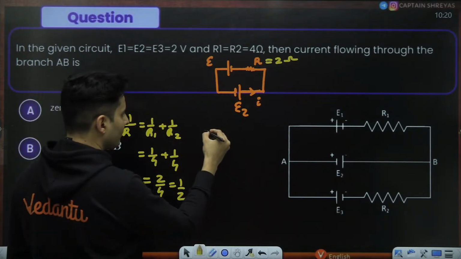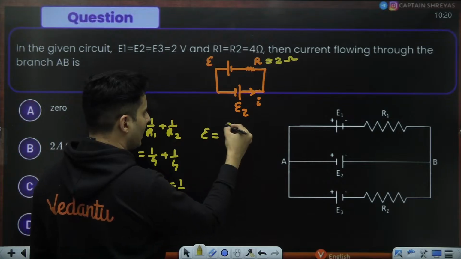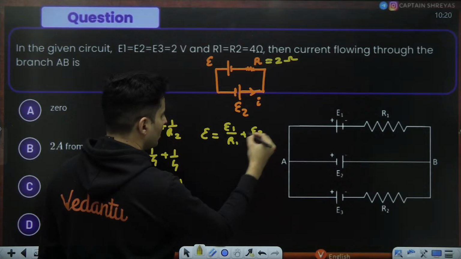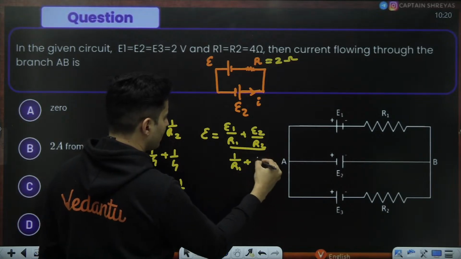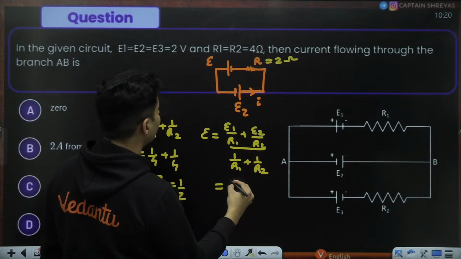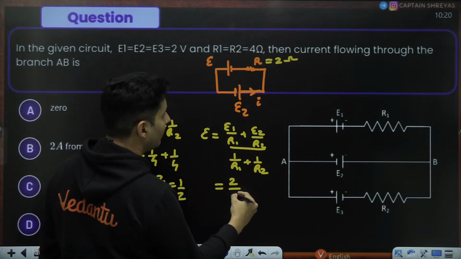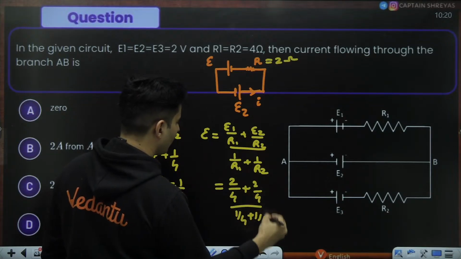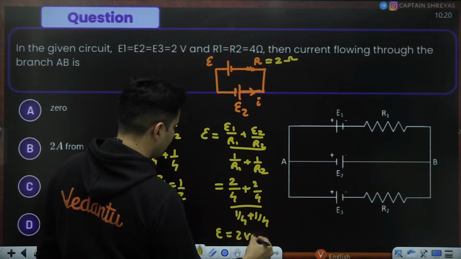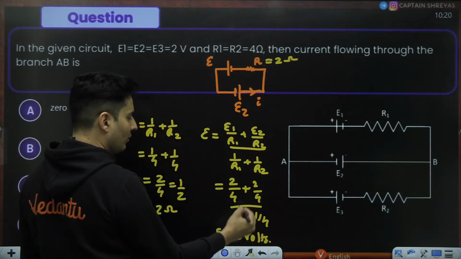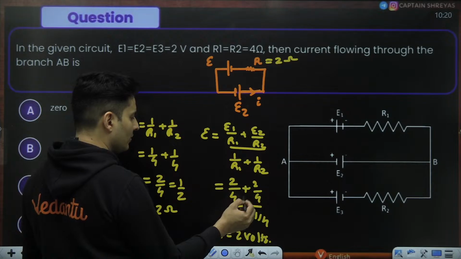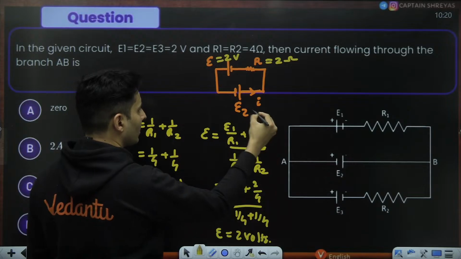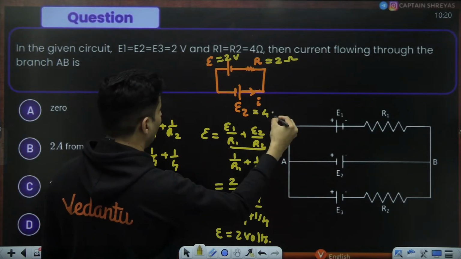What about EMF? So EMF has the formula E1 by R1 plus E2 by R2, the whole thing divided by 1 by R1 plus 1 by R2. So E1 is nothing but how much? 2 volts. So 2 by 4 plus 2 by 4, divided by 1 by 4 plus 1 by 4. I think this will just come out to be 2 volts. Very straightforward. 4 gets cancelled. 2 plus 2 is 4. 4 by 2 is again 2. Yeah, so this will be nothing but 2 volts. This was already given to be 4 volts.